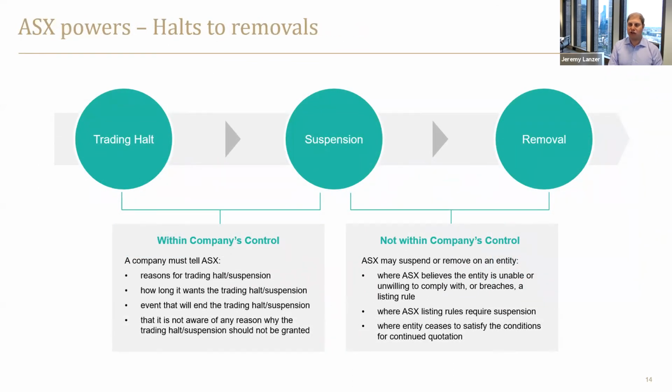And we briefly mentioned it just in the context of the David Jones matter before, but really within a company's control, it can decide to seek a halt in trading of its securities for a short period of time, typically no more than 2 business days or 2 trading days. And you just do that very simply by sending a letter to ASX saying, we need to go into a trading halt for this period of time. This is the reason why we need to go into the trading halt.